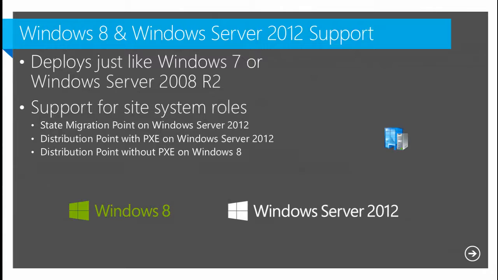So what support exactly do we have in SP1 for Windows 8 and Server 2012? Well, from a deployment perspective, as we've said a couple of times, it deploys just like Windows 7. There's not a lot of changes. The process is all the same. We've added a couple of new capabilities in the UI to add some functionality that is new in Windows 8. But basically, if you've deployed Windows 7, you won't have any problems deploying Windows 8. We also support the site system roles on State Migration Point and Distribution Point with PXE on Server 2012. And on Windows 8, we support Distribution Point without PXE.